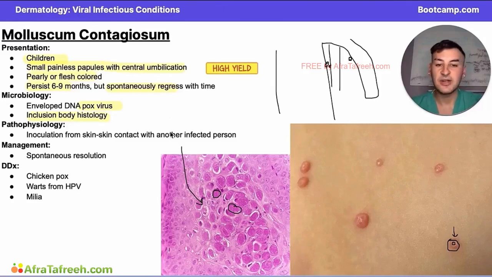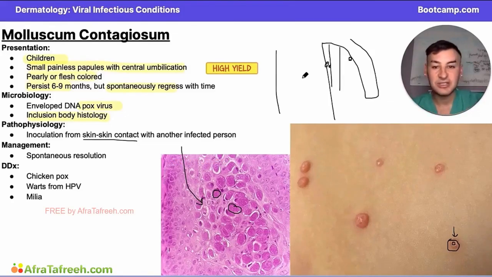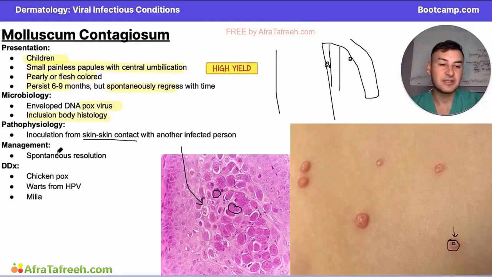As far as the transmission goes, this is caused by skin-to-skin contact with another infected person. Like I talked about with the kissing lesion phenomenon, anytime you have rubbing with someone else's skin or sharing towels, and a lot of kids are always hanging on each other and having a lot of skin-to-skin contact, this is how it is spread, okay? In terms of management, we talked about these being spontaneously resolving lesions, but there are some options for treatment which are generally not advised.